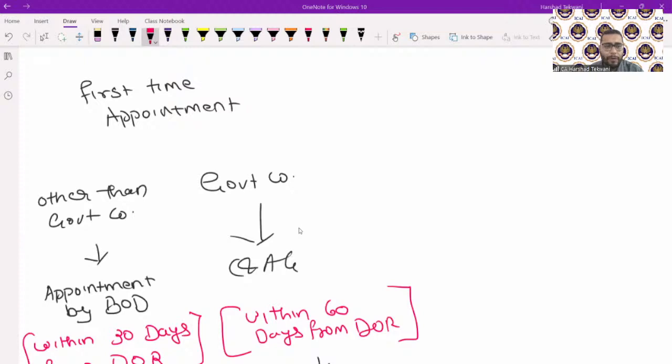Any doubt till now? Also, I'll mention the section number over here so that it will help you understand which section or subsection I'm referring to. So the appointment of first auditor other than a government company is 139 subsection 6. And for the government company, it is 139 subsection 7, first auditor by CNAG.